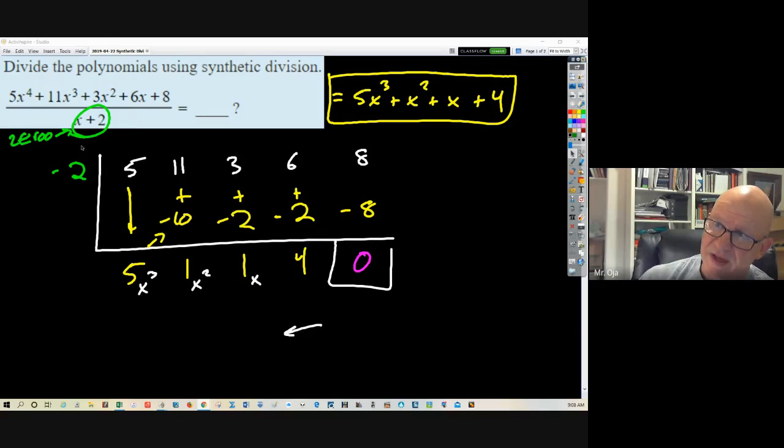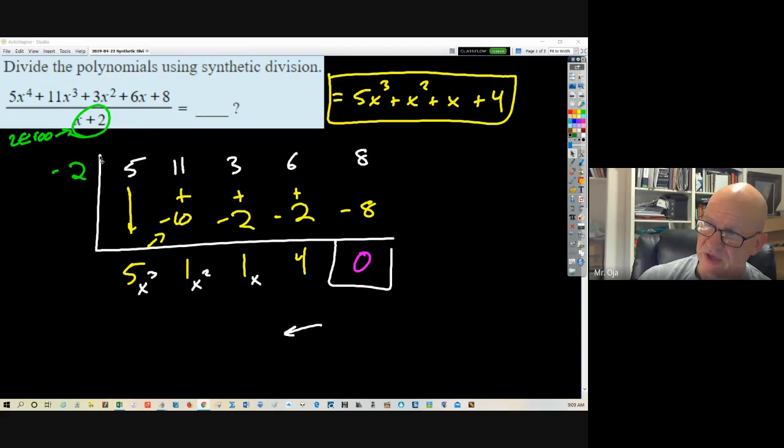So when we're doing synthetic division, we can only use it when we've got a linear polynomial on the bottom, which means the biggest power of x is x to the 1. If it were bigger than x to the 1, like x squared or x cubed, we would have to use polynomial long division.